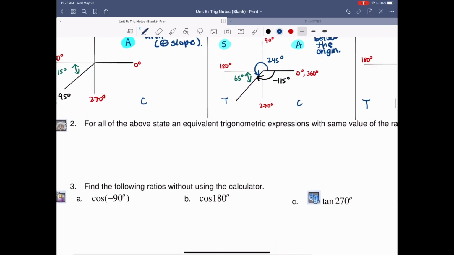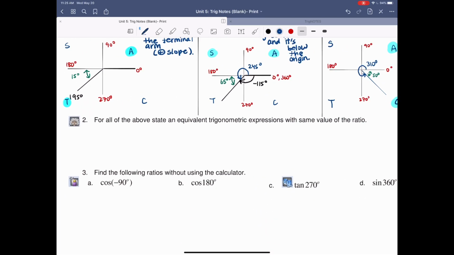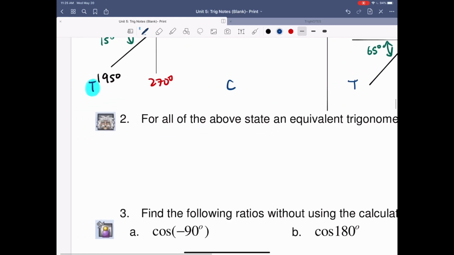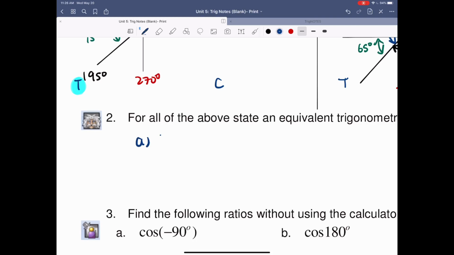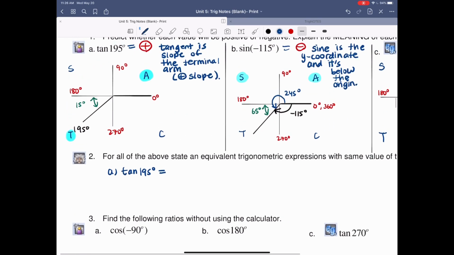Let's move on to question 2. For all the above, state an equivalent trigonometric expression with the same value of the ratio. So let's deal with tan 195 degrees. When I take a look at tan 195, it has a related acute angle of 15 degrees. This is the part that's helpful.